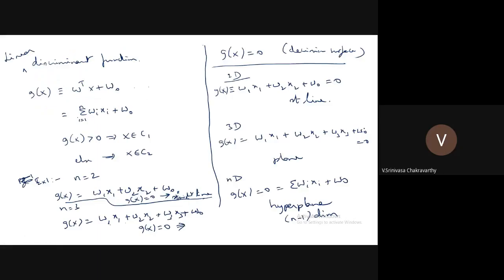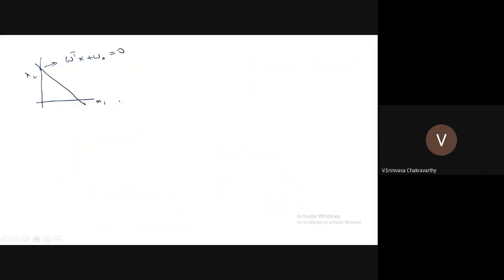Let us work out some properties of this. Right now, I will draw 2D pictures, but the math itself is applicable for the general n-dimensional case. Let us say this is my input space, which I'll call x1 and x2. The same expression, sigma wi xi, I can write as w transpose x plus w naught. So the decision surface is w transpose x plus w naught equal to 0.